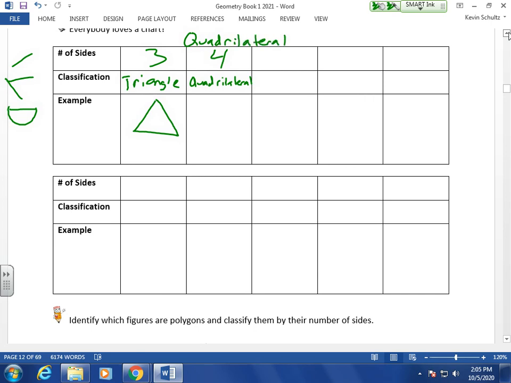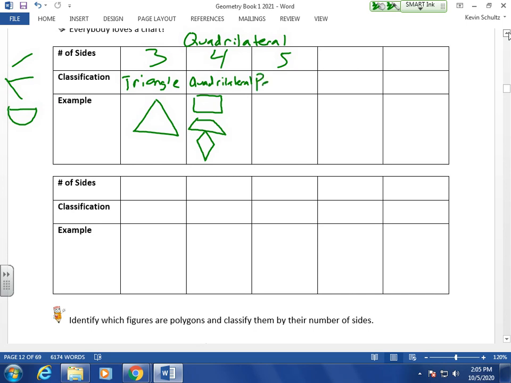Quadrilateral. An example, you've got your rectangles, you've got your trapezoids. They're fun. We can do a kite. Squares fall under that category. A rhombus. There's lots of different types. In fact, we have a whole unit coming up all about the wide world of quadrilaterals. How about 5-sided shapes? What's a 5-sided shape?